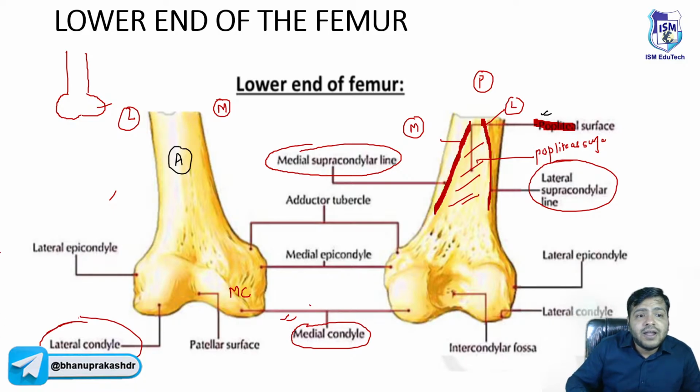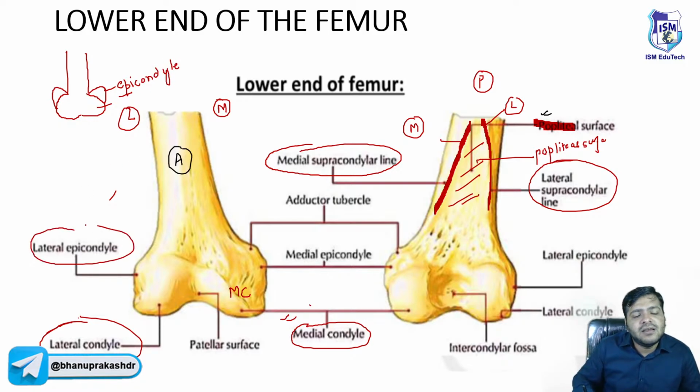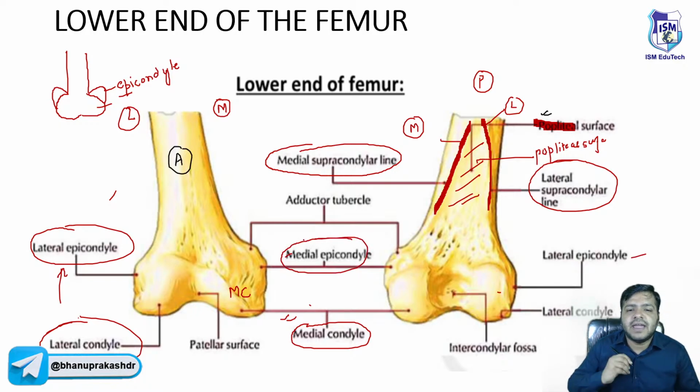Now, the part above the condyle, what is it beta? Epicondyle. Epi means above, above the condyle. So that is called the epicondyle. So above the lateral condyle will be the lateral epicondyle, and above the medial condyle the medial epicondyle. I hope these parts are already clear to you.